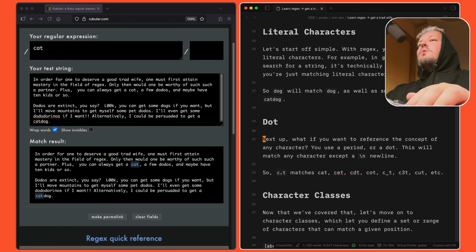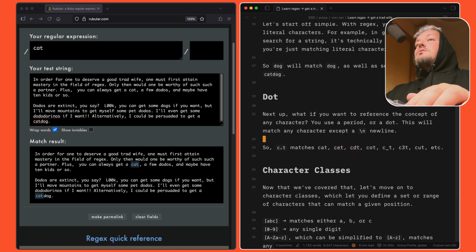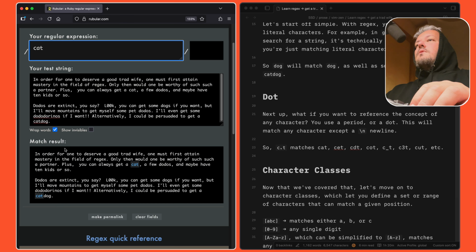Next up, what if you want to reference the concept of any character? You use a period or a dot. This will match any character except a new line. So, for example, if we do C period T, again, it will match cat and cat here. C period T will match stuff like cat, set, cdt, cot, c underscore t.